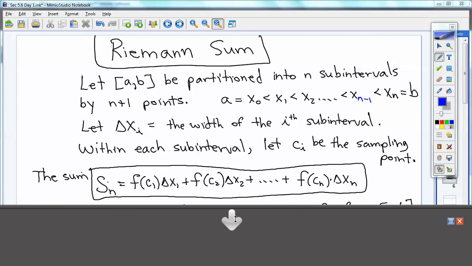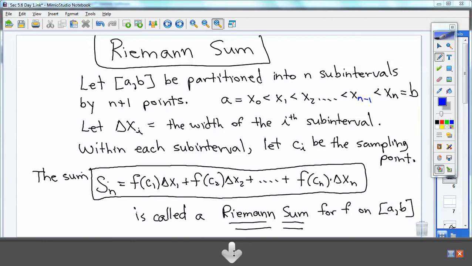Height times width. So f of C1 would be the first height, delta x1 would be the first width. Multiply those, you get the first area. F of C2 is the second height, delta x2 is the second width. Multiply those, you get the second area. You add those up, you have a Riemann sum. So this sum is called a Riemann sum for f on the interval AB.